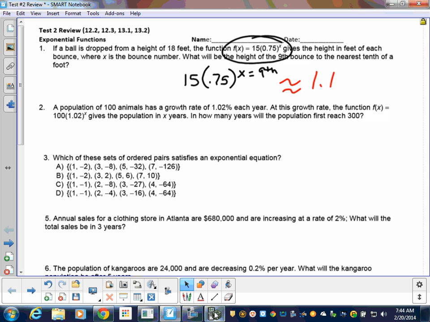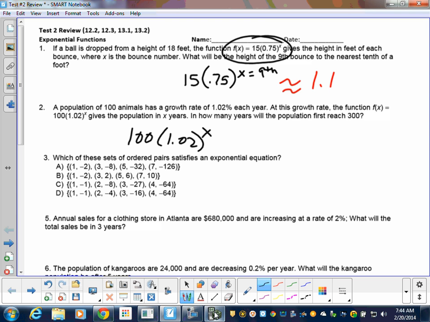Again, guys, at first, a lot of these are going to set up and solve it out for us. 100 animals, growth rate of 2%. So they've already given it to us, and they gave us this function right here: 100 times 1 plus 0.02 to the x gives the population in years. Well, in how many years will the population first reach 300? So, guys, you have no choice here but to take the formula 100 times 1.02 to the x and try some numbers to see how long it takes to get to 300.